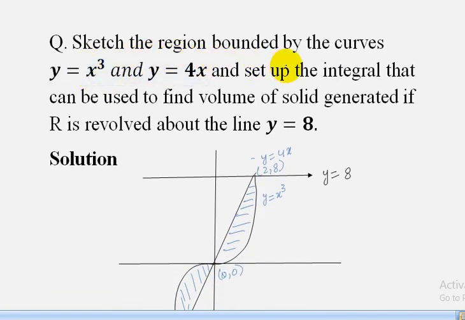Sketch the region bounded by the curves y equal to x cube, y equal to 4x, and set up the integrals that can be used to find volume of solid of a revolution if R is revolved about the line y equal to 8.